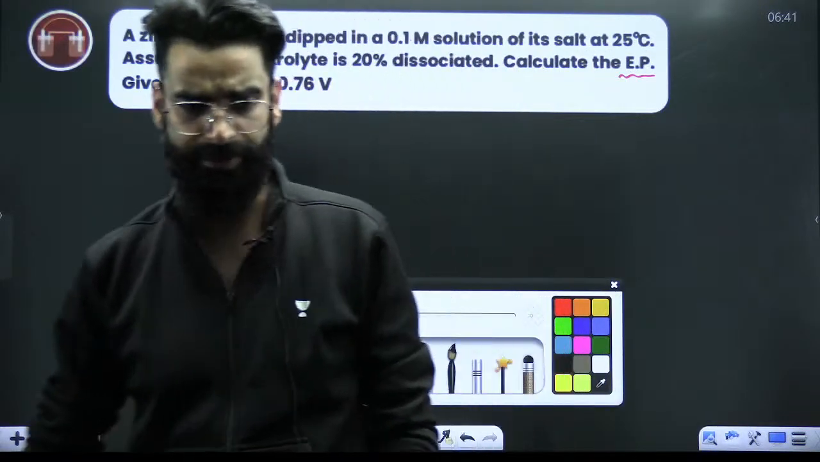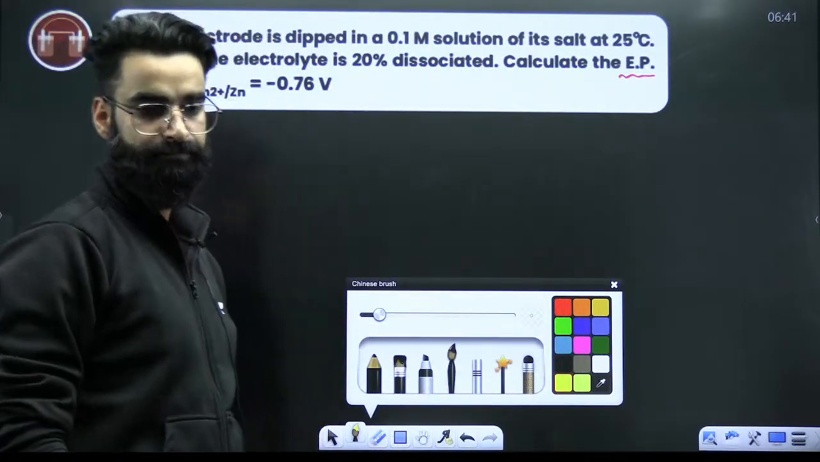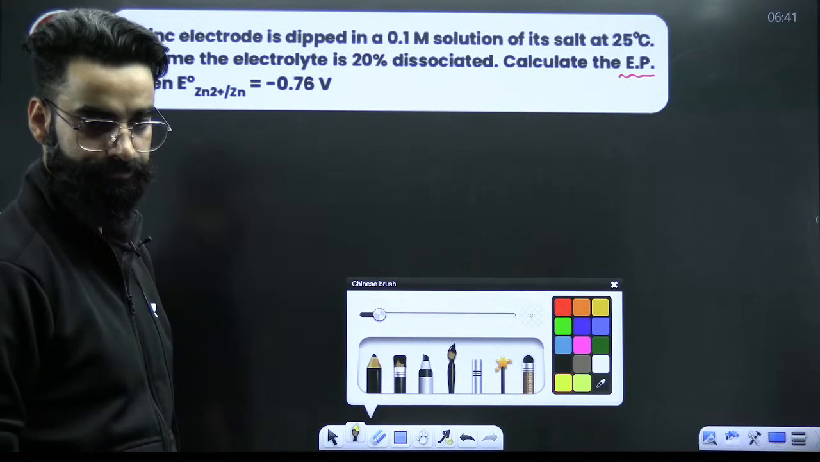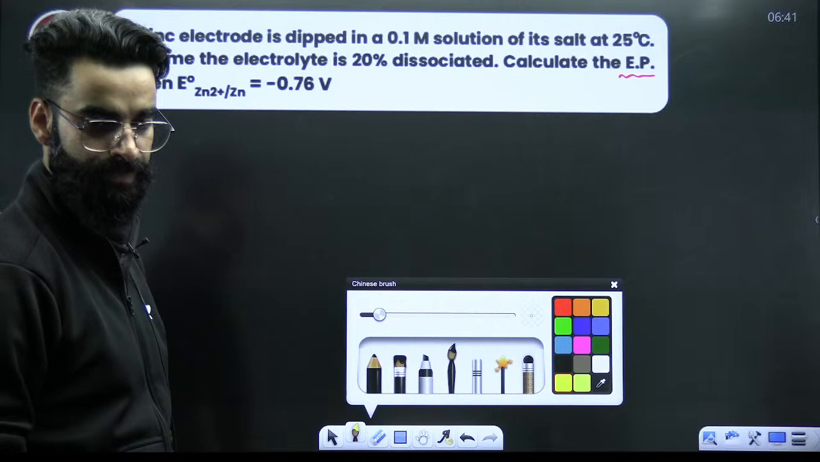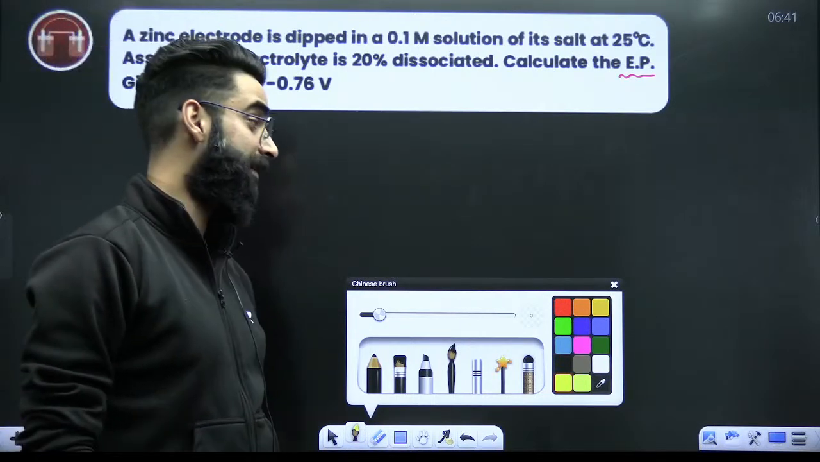So can't you do it? What do you think? What do you think about this question? Can it be done? Quickly in the chats, can it be done?